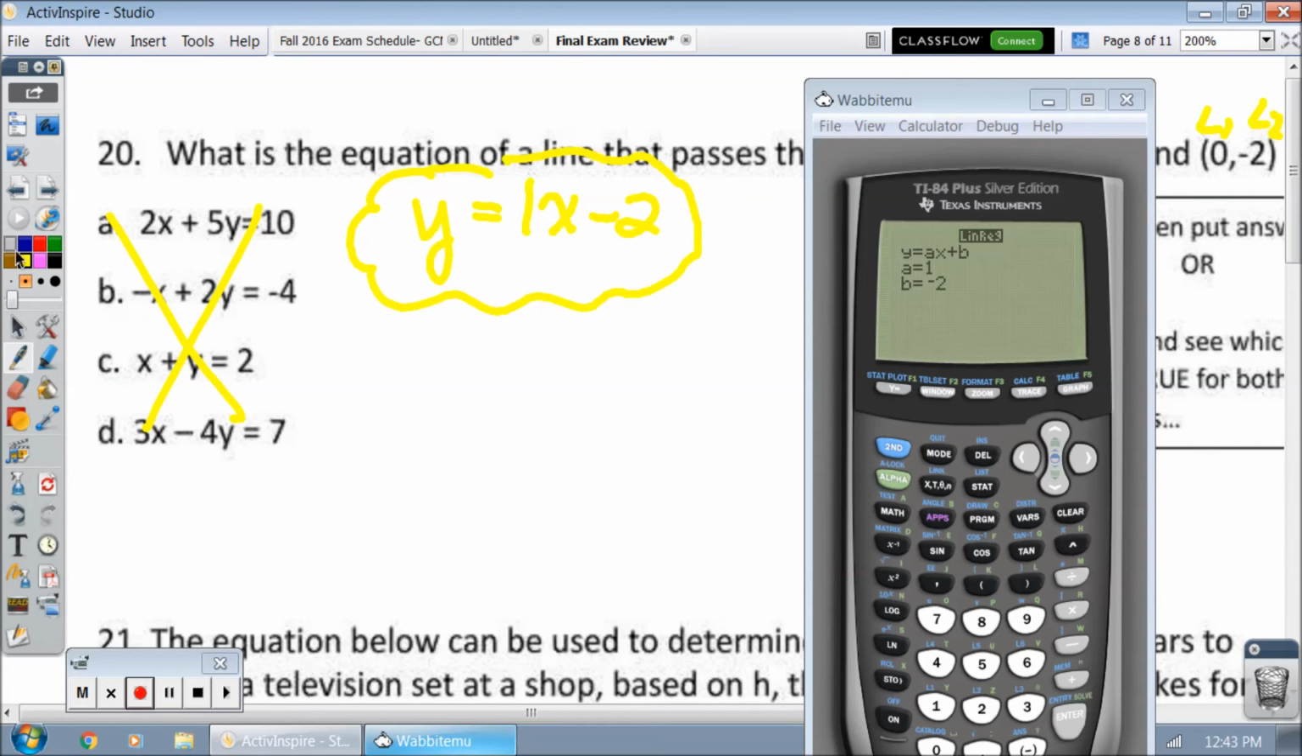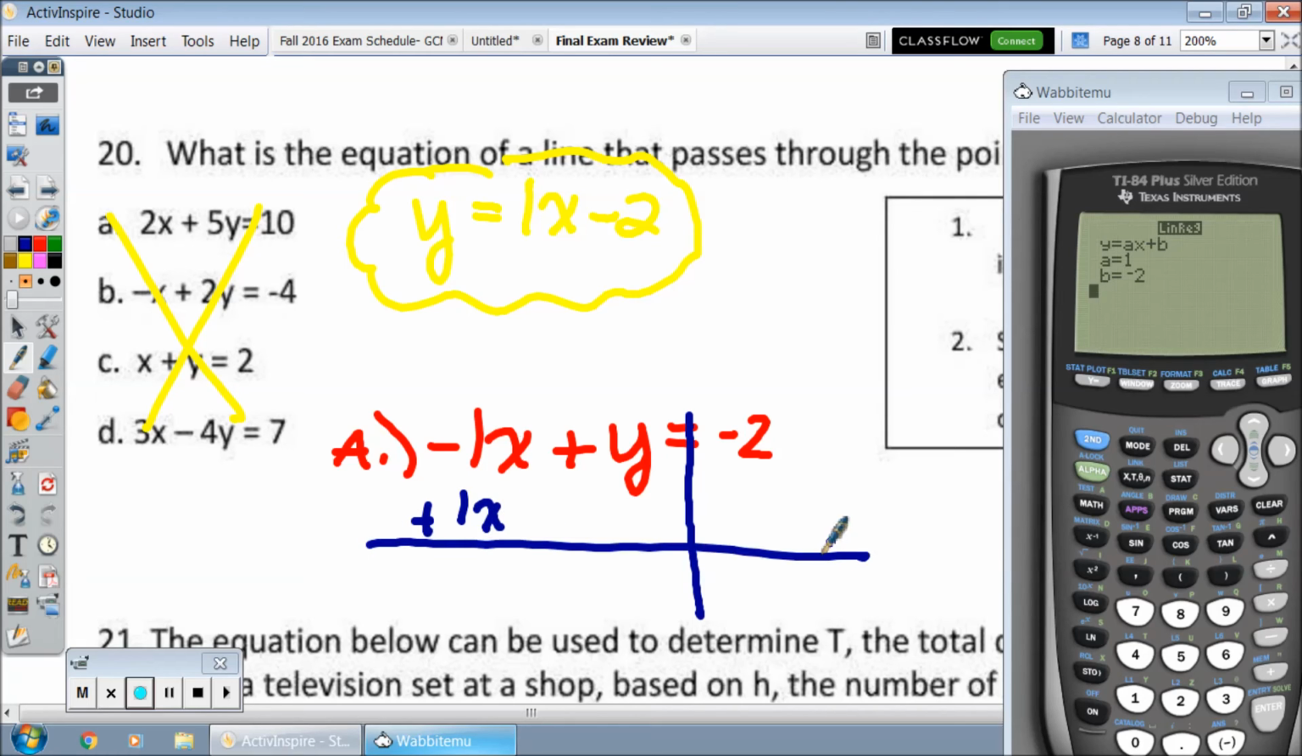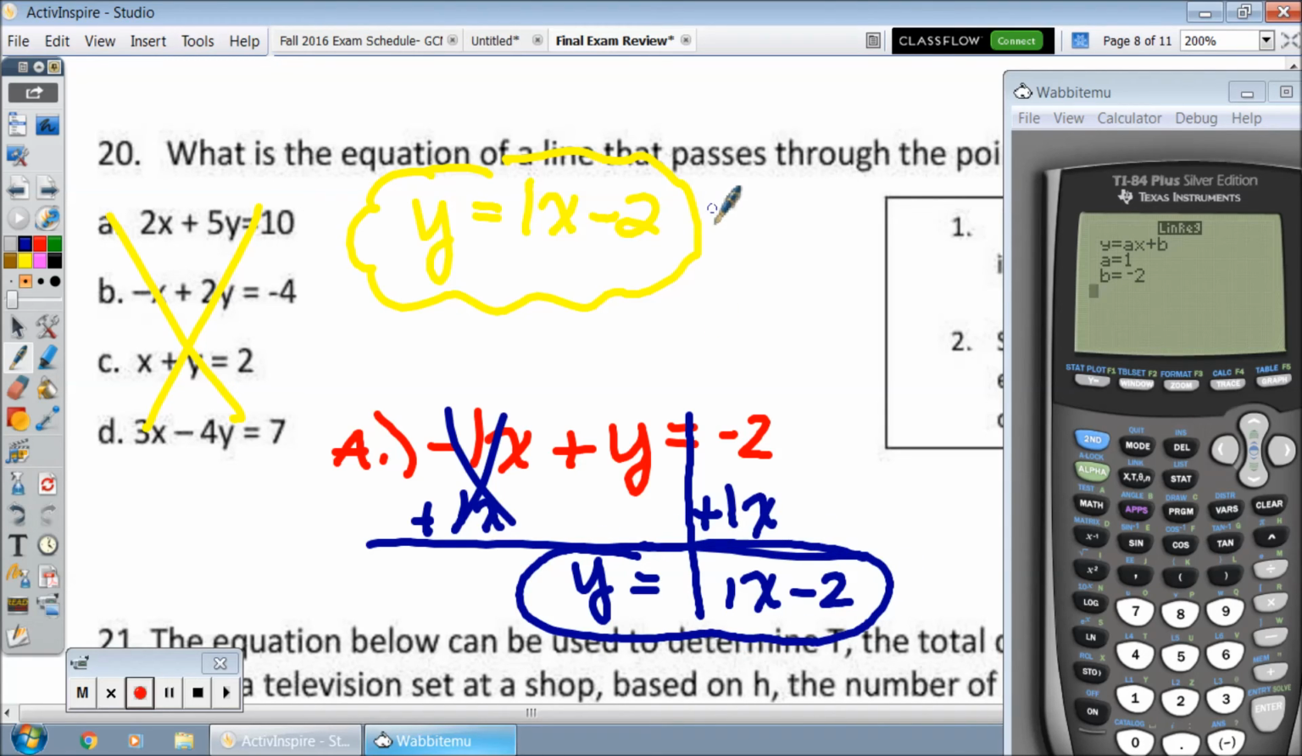Now, the intention of this problem was to have an answer choice, let's call it A, that looks like this: -1x plus y equals -2. How could I tell that A is the same as what we have in yellow? You would have to get y by itself. If you move that negative 1x to the other side, you would be adding. So if I add 1x over here, I'll be left with y equals 1x minus 2. And you'll see what we have in blue matches what we have in yellow.